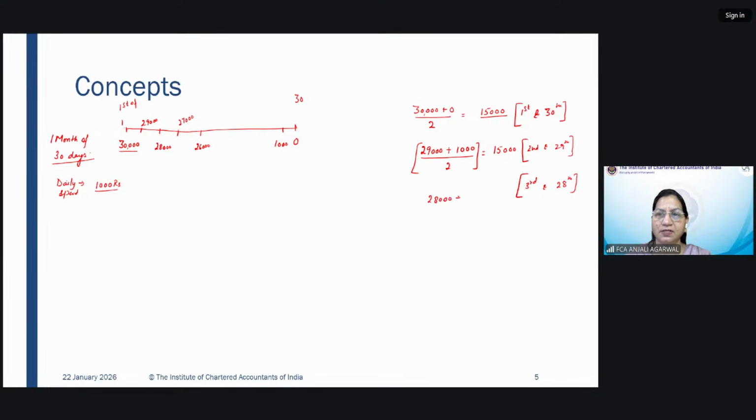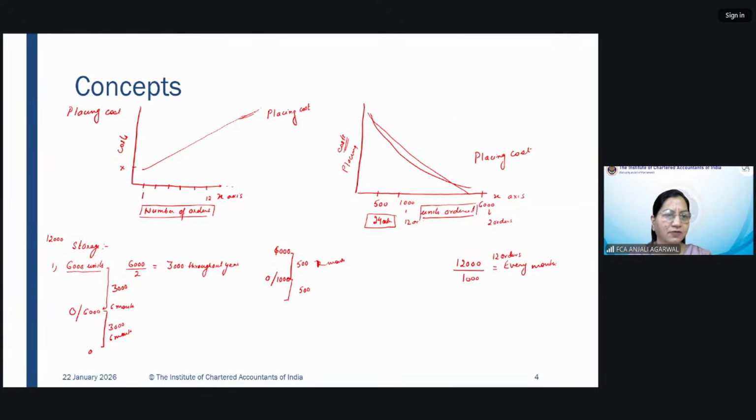So if your consumption is evenly done throughout the period, on an average, you have the average of opening plus closing divided by 2, right? This is what we have been doing for our stocks and everything in the consumption pattern. So once again, 15,000. So whole month on an average, you were holding 15,000. On one day 30,000 and on one day 0. There was a day when you were holding 29,000 and there was a day when you were holding 1,000. So on an average, you were holding 15,000 units. So similarly, when you order 6,000 units, you will have to place 2 orders, which means every 6 months.